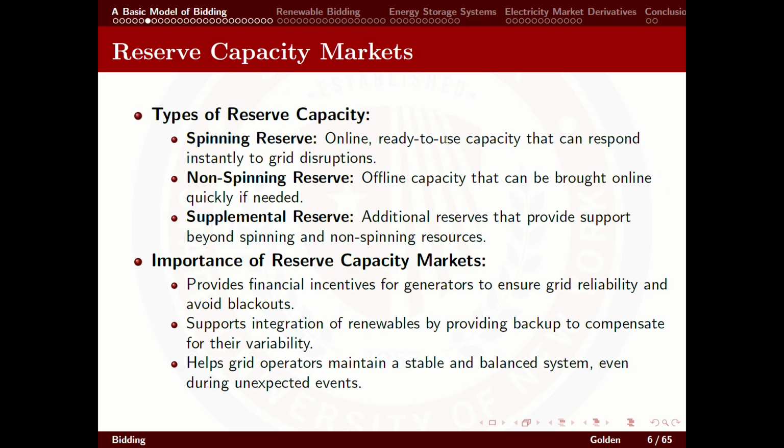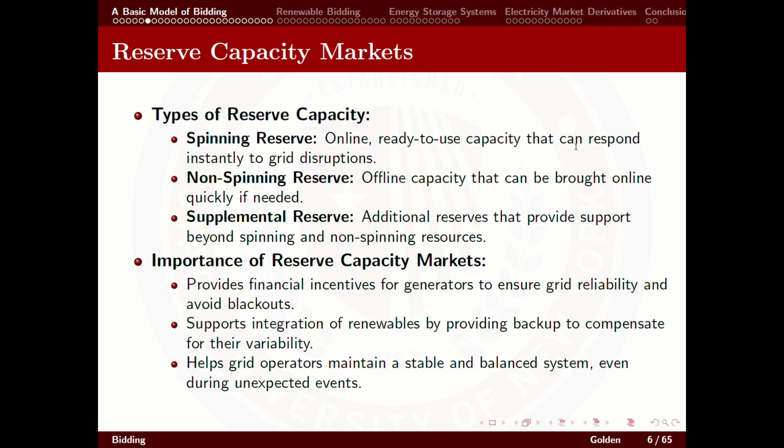The types of reserve capacity are spinning reserve, which is online, ready-to-use capacity that can respond instantaneously to grid disruptions; non-spinning reserve, offline capacity that can be brought online quickly if needed; and then supplemental reserves, additional reserves beyond this. Sometimes it's a little bit slower and takes time to get up to speed, so it's sometimes less valuable.